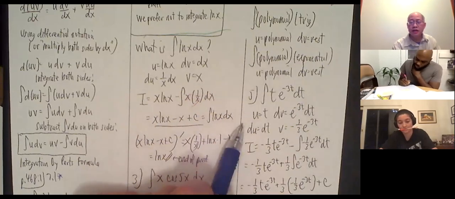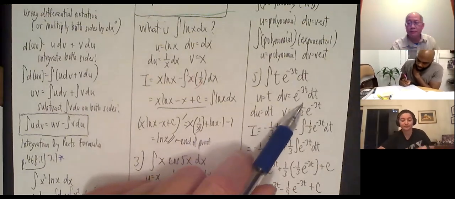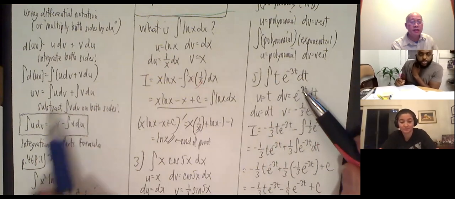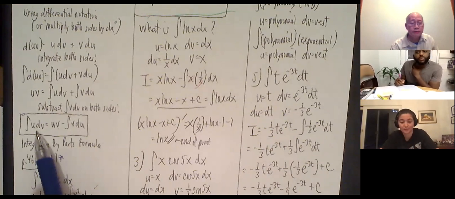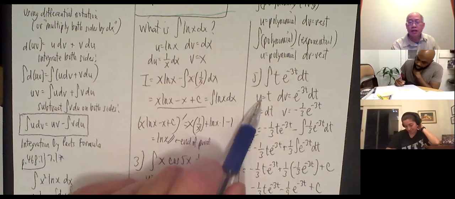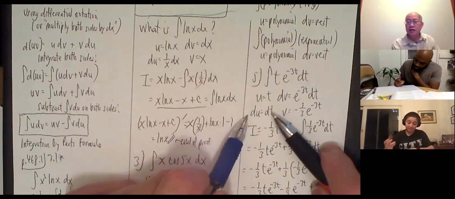So let u be t, dv equals e to the negative 3t dt. So that's u. All the rest of the stuff is dv. So it does look like u dv. Once I find all my parts, I plug into this. Differentiate here. Whenever you see this, you just put a d on both sides. du equals dt.